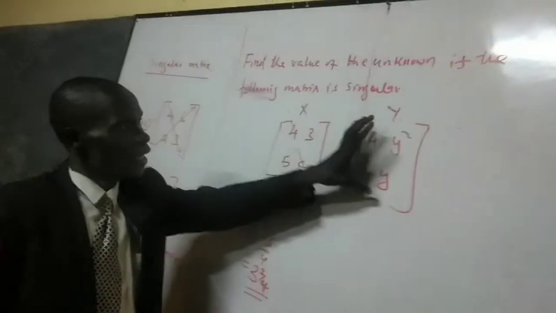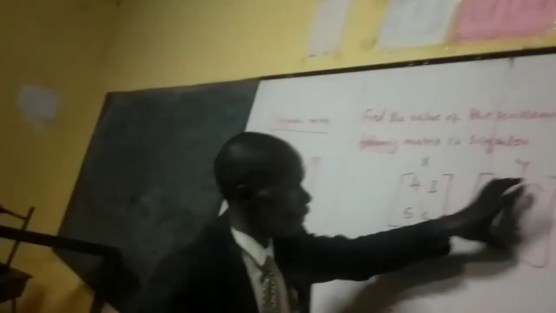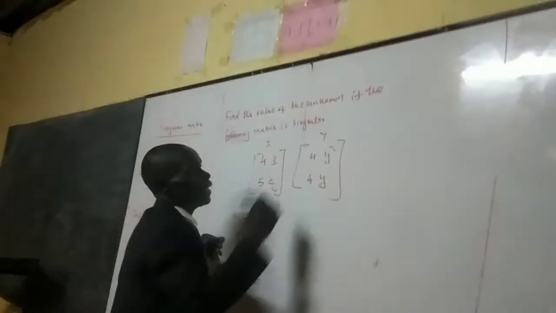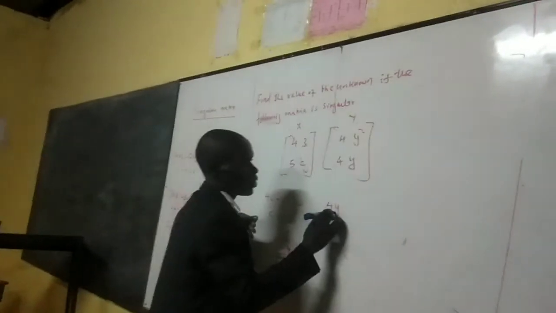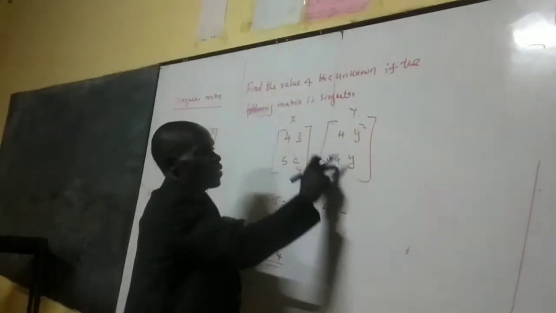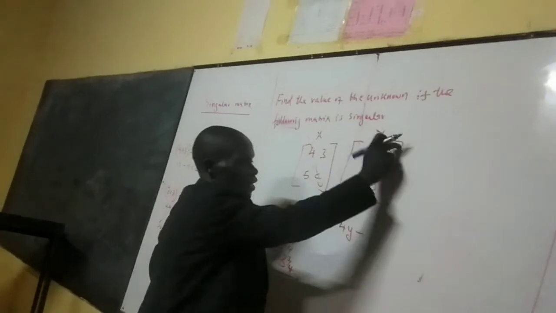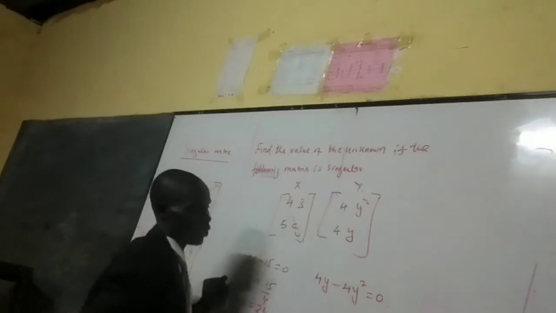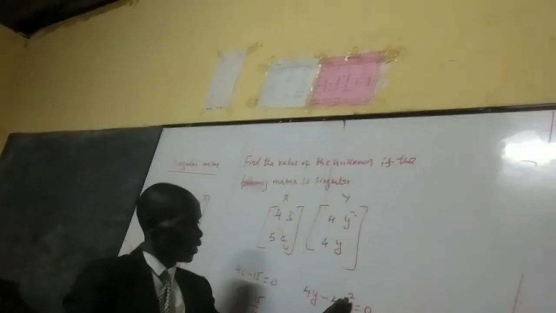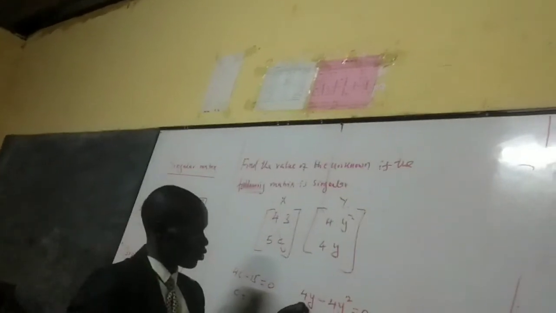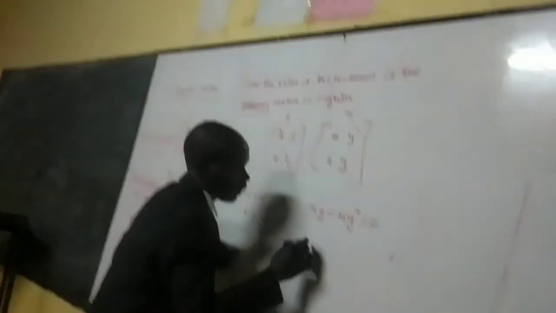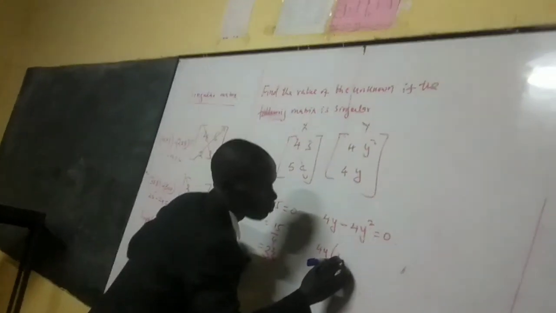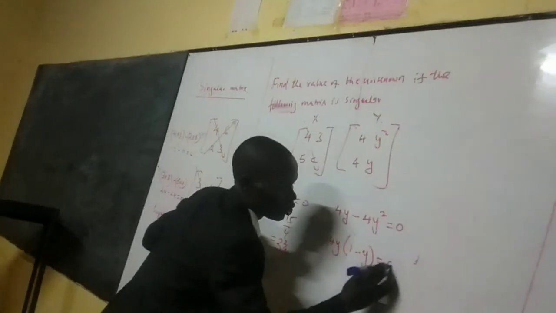Here we are told that this matrix is singular. If it is singular, therefore, the product of elements in the leading diagonal, that is 4 times y, which is 4y, minus the product of elements in the other diagonal, which is 4 times y squared, should be equal to 0. And therefore, we see that y is common here, and therefore 4y is common into 1 minus y is equal to 0.